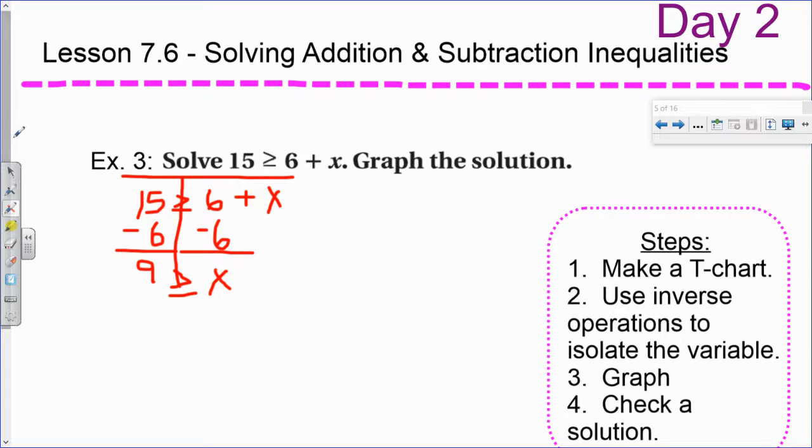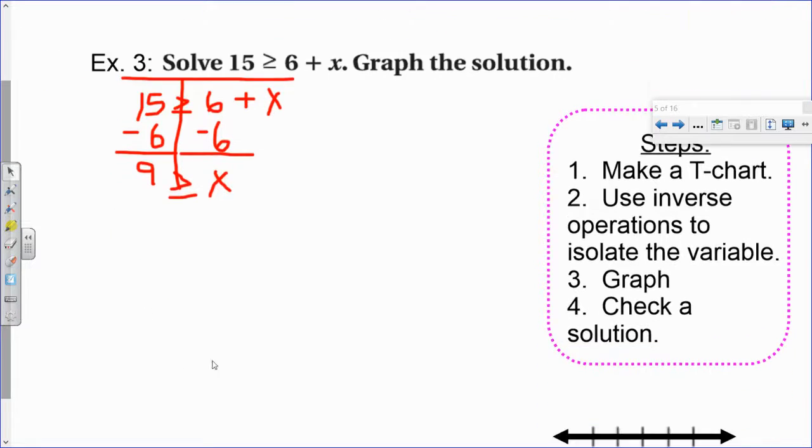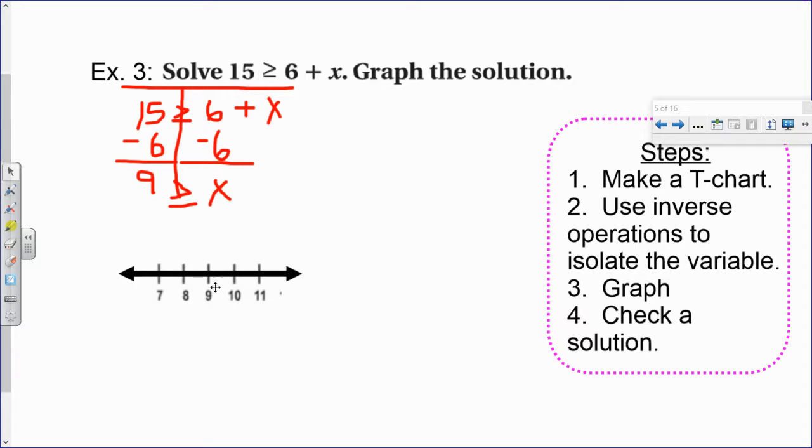All right. So then we have to go ahead and graph this. I was looking ahead, so I have my number line here. I went ahead and put 9 right in the middle. We have to look at our symbol here and decide open or closed circle. Now notice it has the equal sign under it. So that means it's going to be a closed circle. So you're going to make your circle and fill it in as best you can.